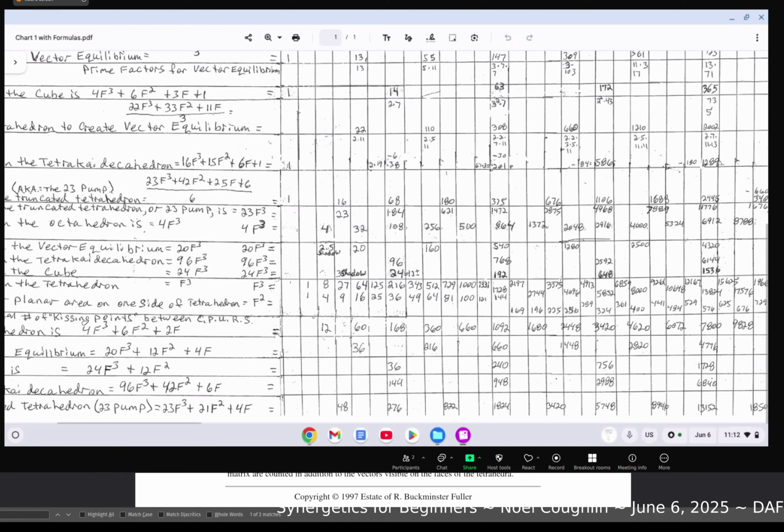27 plus 1 is 28, divided by 2 is 14. 125 plus 1 is 126, divided by 2 is 63. 343 plus 1 is 344, divided by 2 is 172. And 729 plus 1 is 730, divided by 2 is 365.